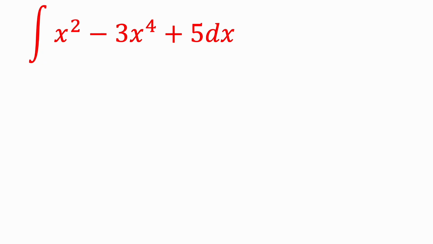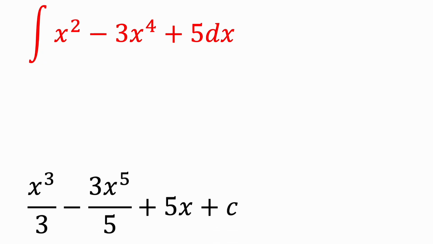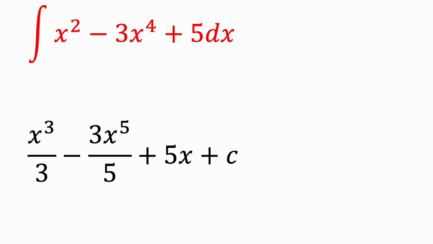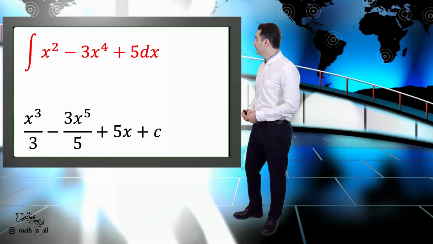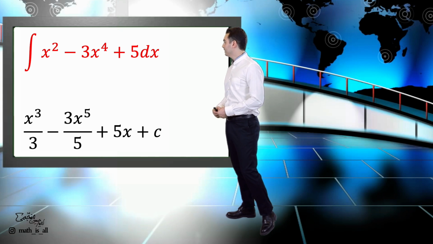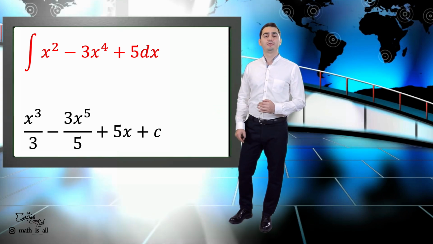For x squared, as I mentioned, we add 1 to the exponent and divide by that new number. So it becomes x cubed over 3. Next, we bring down the minus sign. Now let's integrate 3x to the fourth. We simply keep the coefficient 3. We increase the power of x to 5 and divide by that same number. So it becomes 3x to the fifth over 5. Next, we have plus 5. Since 5 is a constant, its integral becomes 5x. And finally, we add plus c, our integration constant.